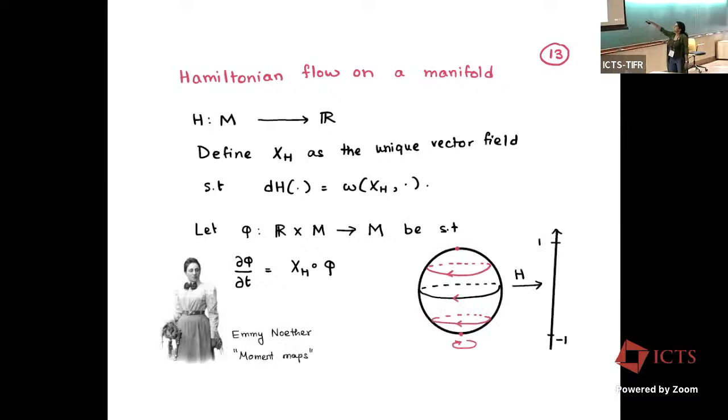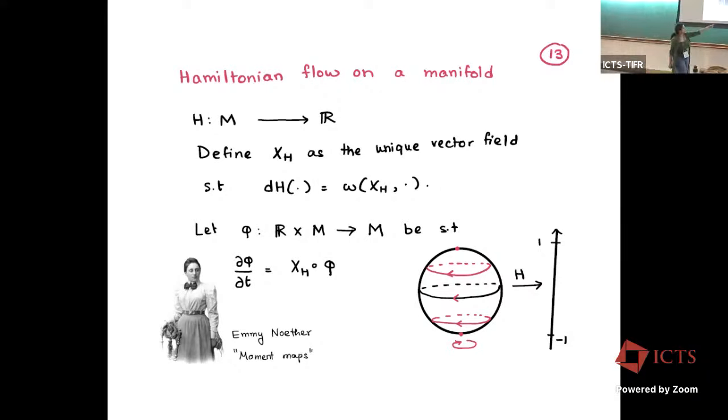Here's an example. Suppose somebody told me my phase space looks like a sphere. And then there's some height function, which is just the z coordinate. It goes from -1 to 1, and you want to use that height, that coordinate, as your energy function to move things. If you do all these computations, you'll see that the entire sphere has to just rotate around one axis. You can compute all this. And there's Emmy Noether.